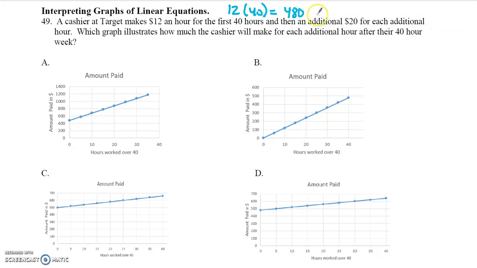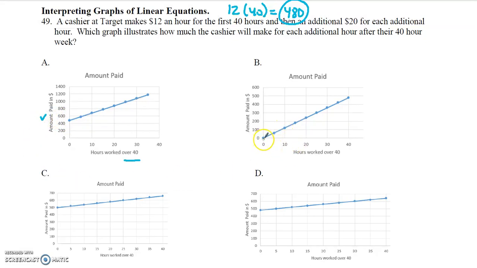And then after the 40 hours, they'll make $20 an hour. So let's look at what we have. First of all, on our graph, you can see the amount paid, and then it's hours worked over 40. So in other words, I'm not starting at 0, I'm starting at $480. So at 0 hours, we should be at 480. And if this is 400 and this is 600, that does kind of look like 480. So I think that one's looking pretty good so far.